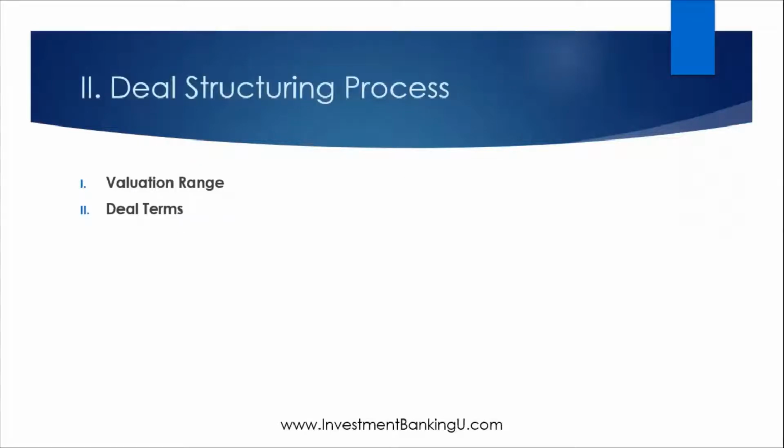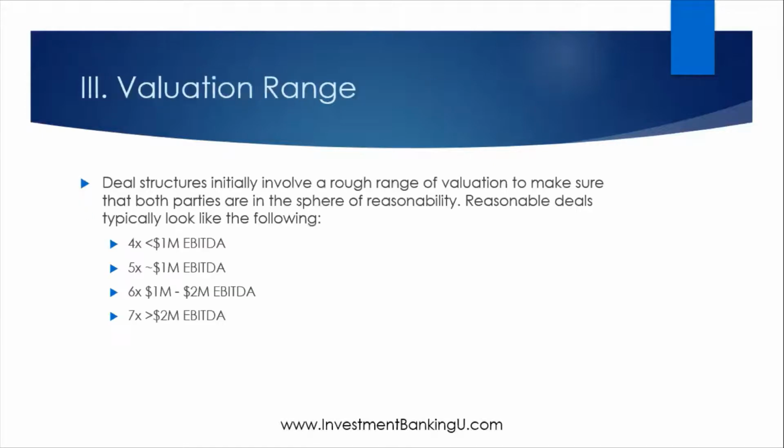So in terms of the deal structuring process, just at a high level, we're talking about getting into a valuation range where a deal can actually happen, and then ultimately negotiating the deal terms consistent with the seller's wants and the buyer's wants. In terms of valuation range, I've shared some data points here for the SMB lower middle market going into the middle market, and I'm going to touch on those in a moment. But first, deal structures initially have a rough valuation or range of valuation to make sure that both parties are in the sphere of reasonability.